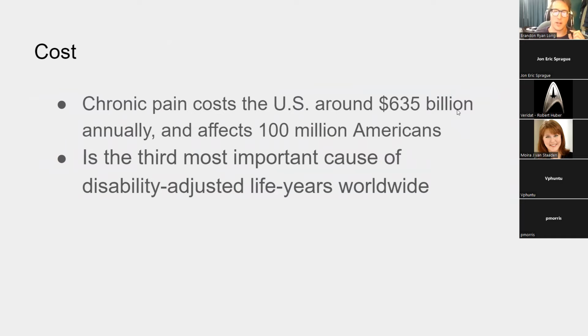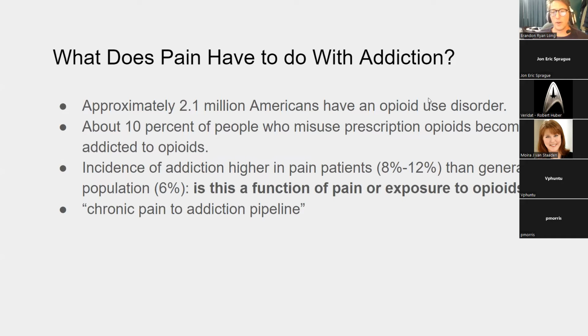As far as cost, chronic pain is surprisingly really dispersed across the population. It's the third most important cause of disability and disability adjusted life years. The cost in terms of dollars is about $500 billion. It affects about 100 million Americans, about a third of the population or so. And that's not all the ill effects of chronic pain. Obviously, there's a growing opioid crisis going on, and it has at least something to do with that.